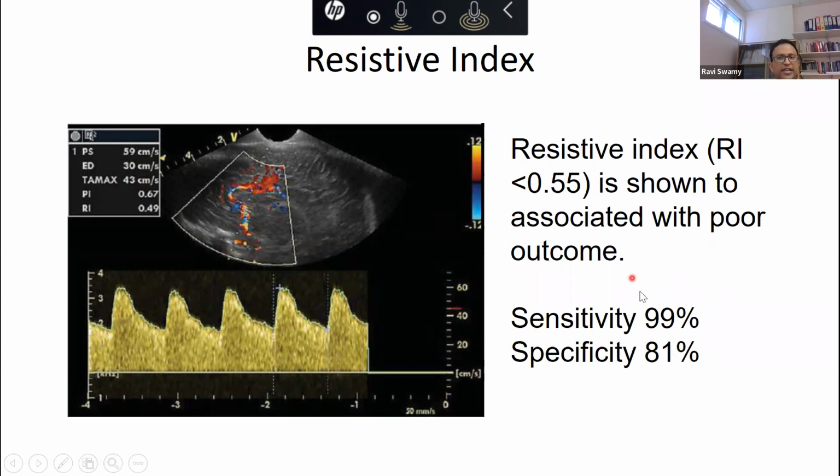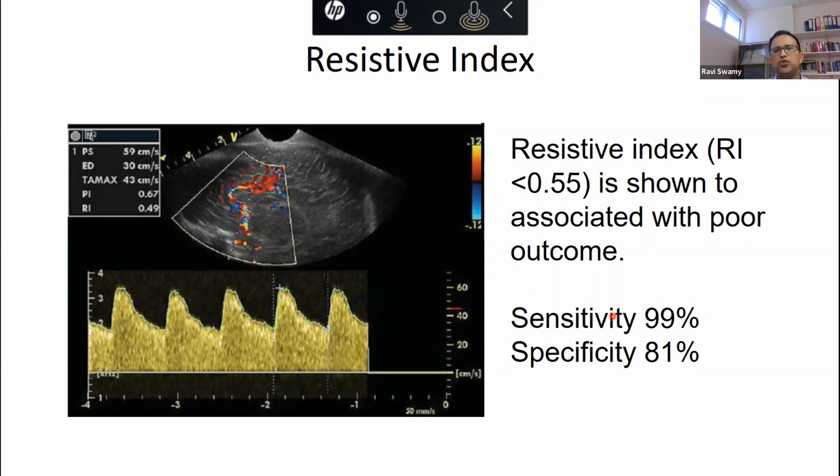And the sensitivity of this is 99%. That means true positives you identify are 99%. Specificity, true negatives, are 81%, but very high sensitivity. So this is one thing which you will have to do for all HIEs, and to find out if the RI is below 0.5. Okay, so that's all cranial ultrasound scan is about. You attend our course and you will find out.